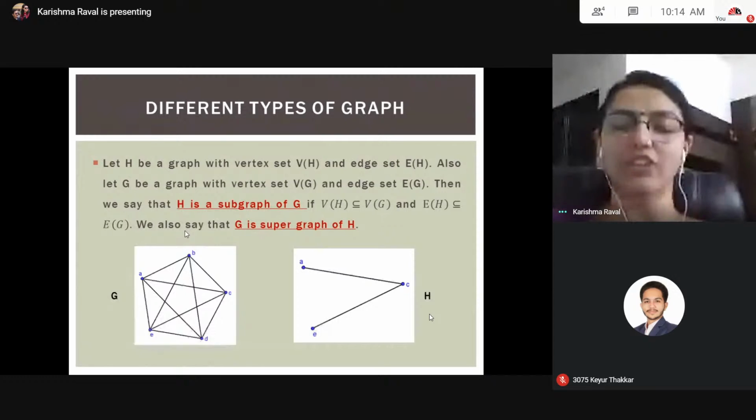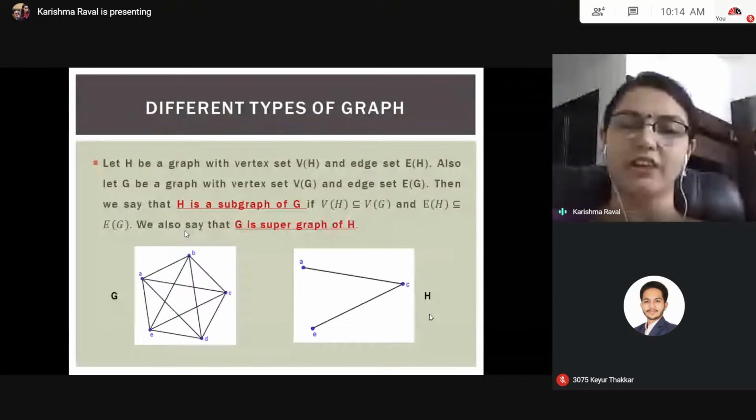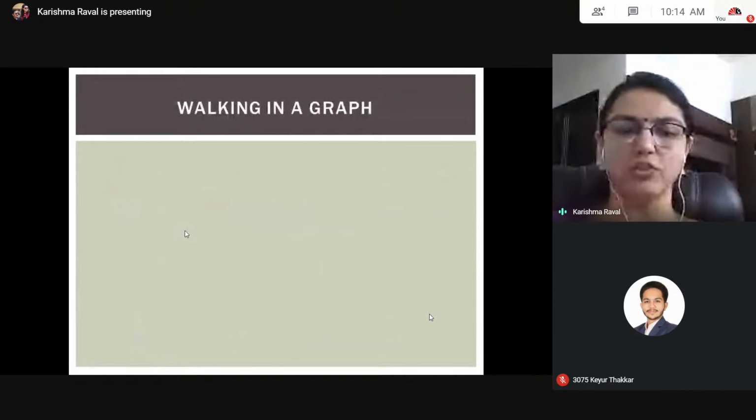On the left, G is our complete graph K5. From that, a very small part, A, C and E, with two edges, is taken as graph H. So we call G a supergraph of H.